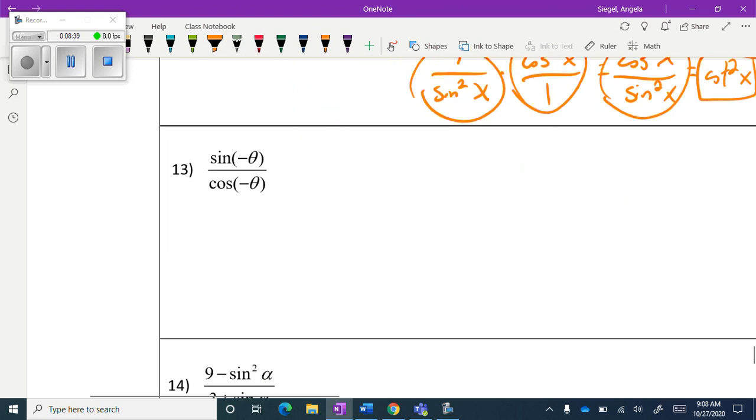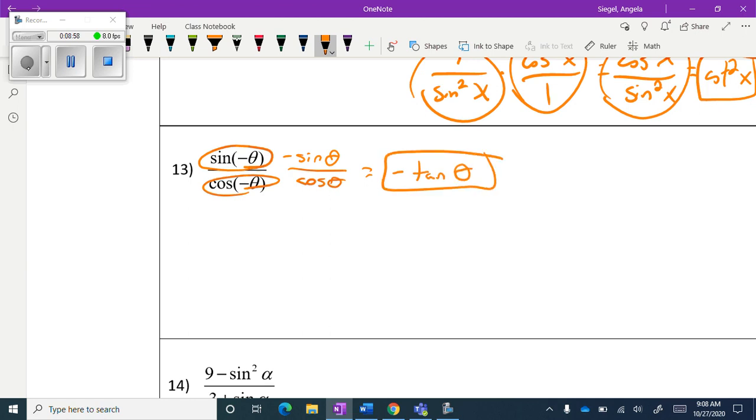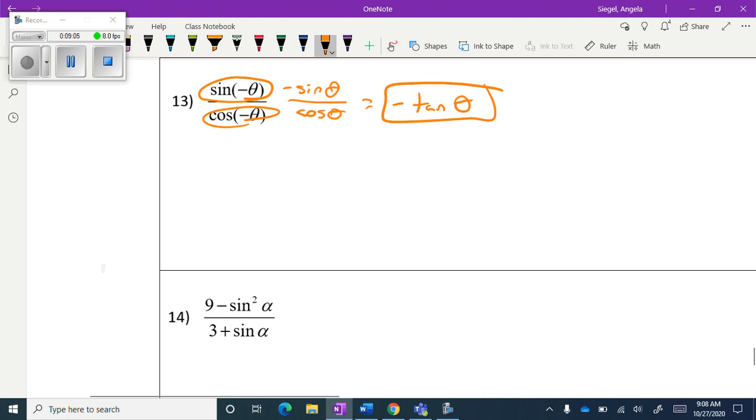Okay, so 13 is going to pull from those negative angle identities. So this is going to be negative sine of theta, but this is just going to be cosine of theta. So sine over cosine is tangent. So my answer is negative tangent of theta. So those are easy just on the manipulating part, but you just have to know where the negatives go.